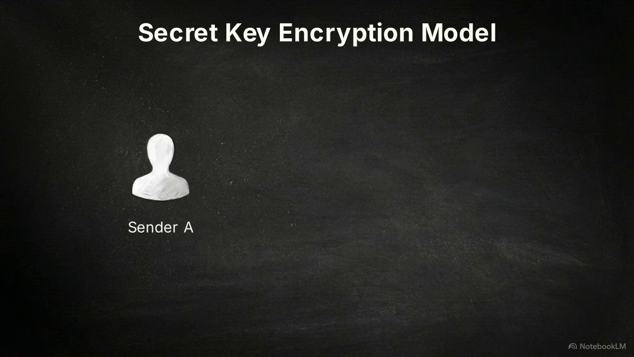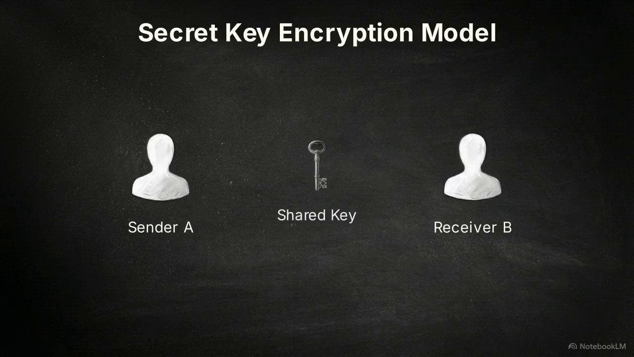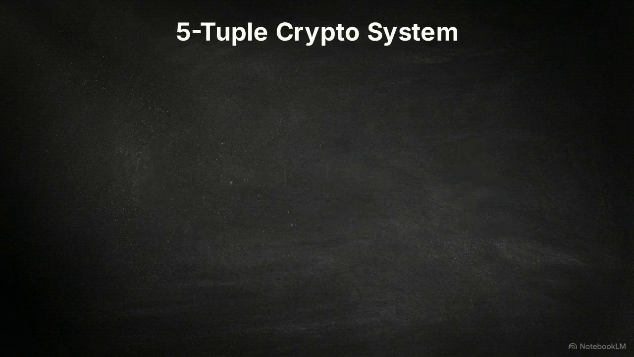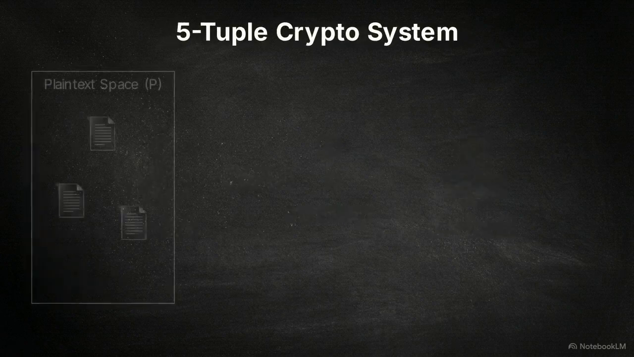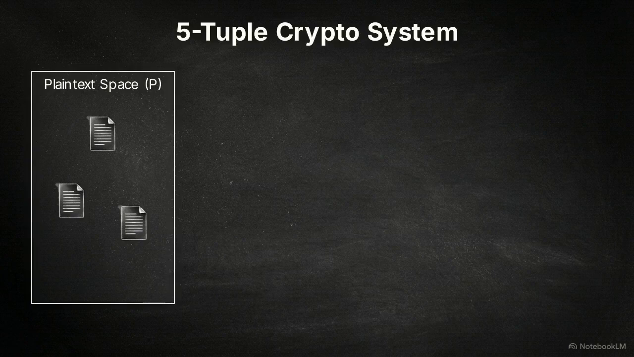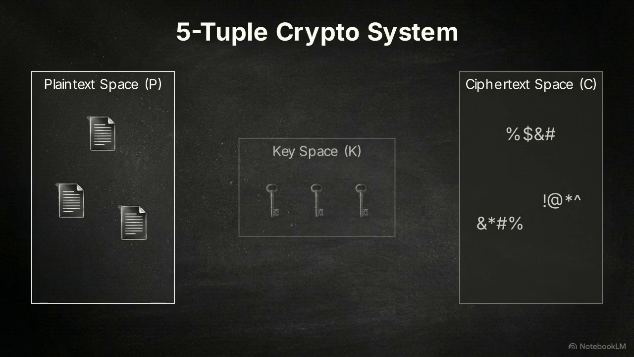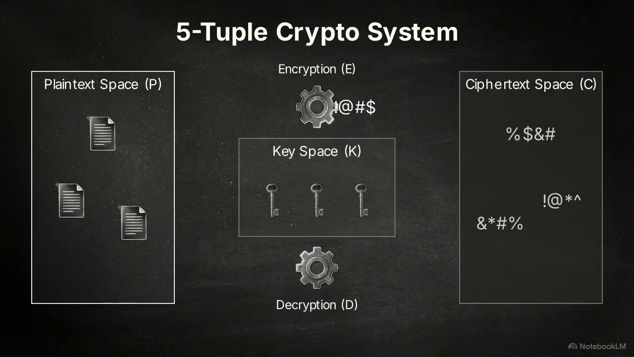To understand AES, we start with the secret key encryption model. Sender A wants to communicate with receiver B. Both parties must possess a shared secret key before communication begins, turning a readable message into scrambled characters. Cryptographers define this environment as a 5-tuple cryptosystem. It consists of the plain text space for the clear messages, the ciphertext space for the scrambled output, the key space containing all possible keys, and the mathematical rules that govern the encryption and decryption algorithms.